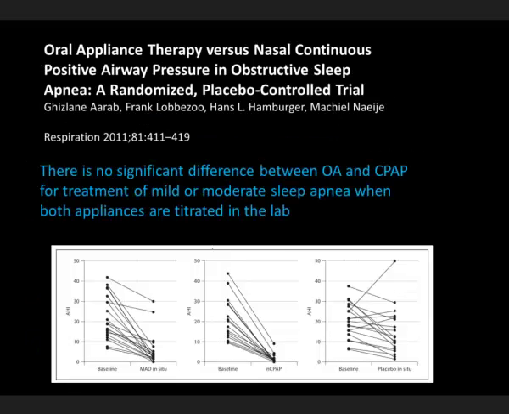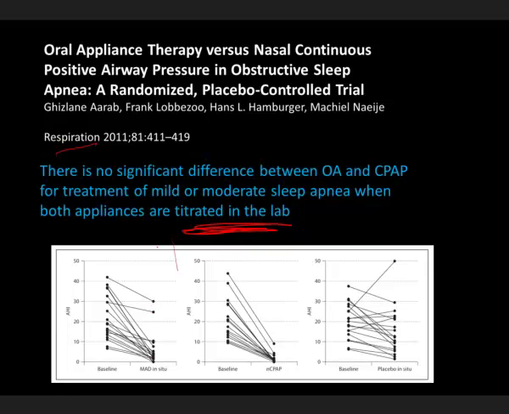So here's another one. Dr. Lowe and Dr. Arab, they published quite a few things. This is in the Journal of Respiration. They found no significant difference between oral appliance and CPAP for mild or moderate sleep apnea when they're titrated in the laboratory. This is important because what they did here is they looked at patients with oral appliances. This is the whole range of AHI here, and they brought them down under 10 for most of those patients except for a couple.